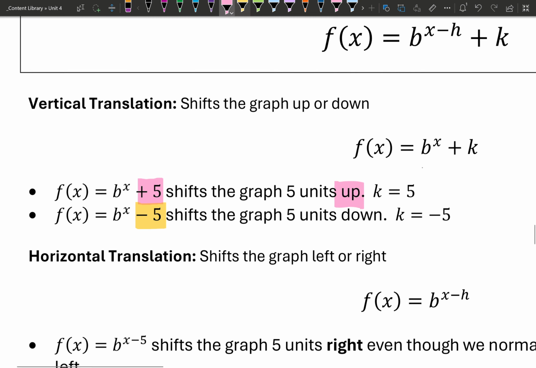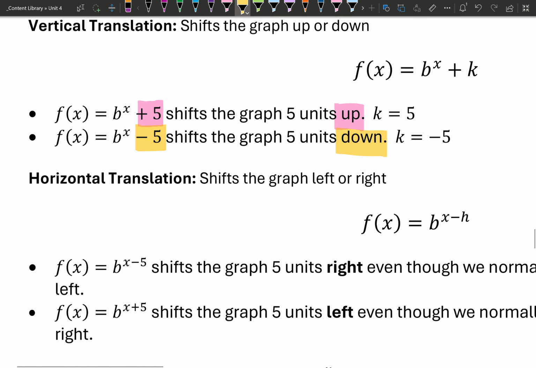Plus 5 up, minus 5 down. Then our horizontal transformations, which happen within the exponents and are really funky, because subtracting goes right and adding moves us left. I know that is really counterintuitive. There is a pretty decent reason for it. You'll learn about it more deeply next year.